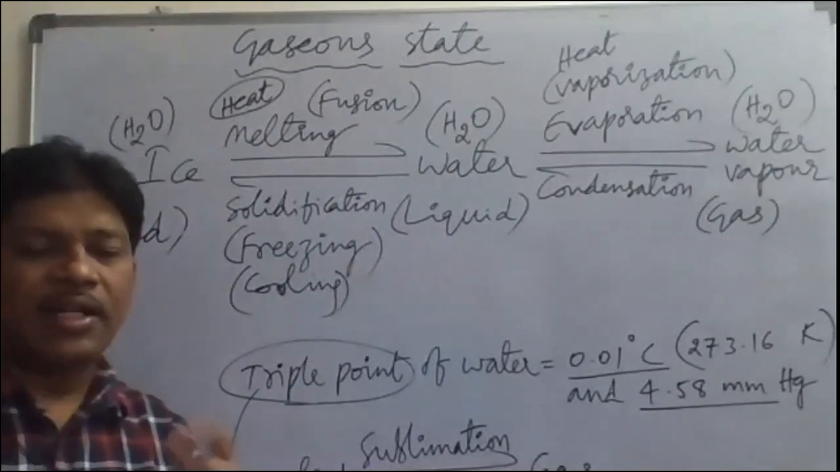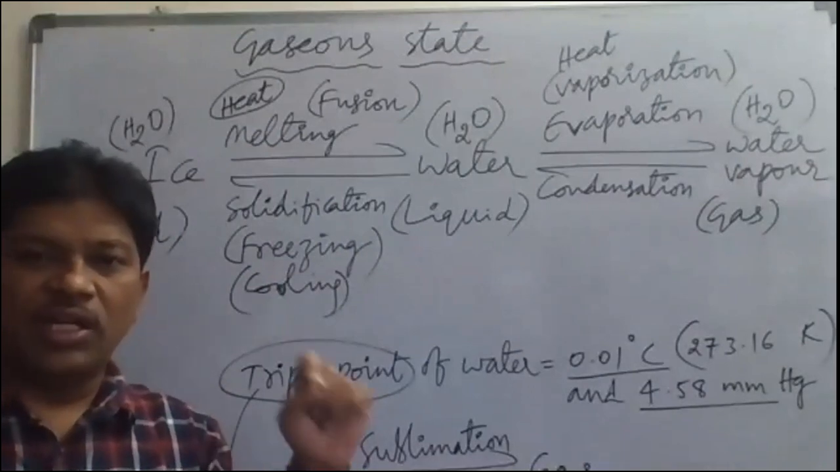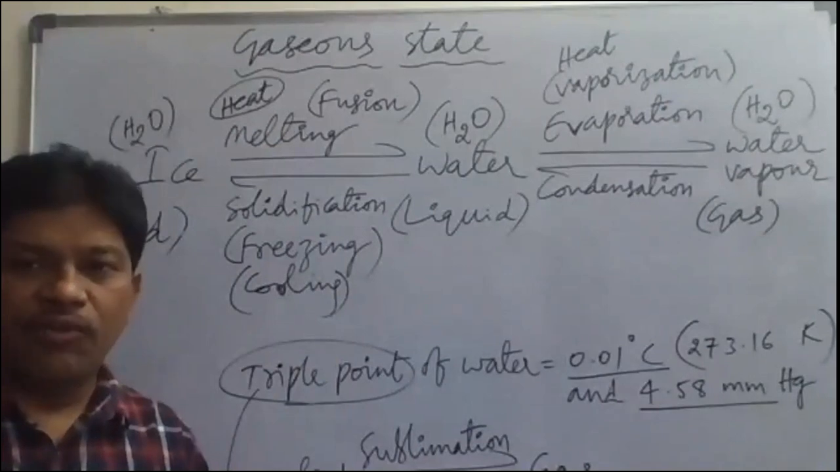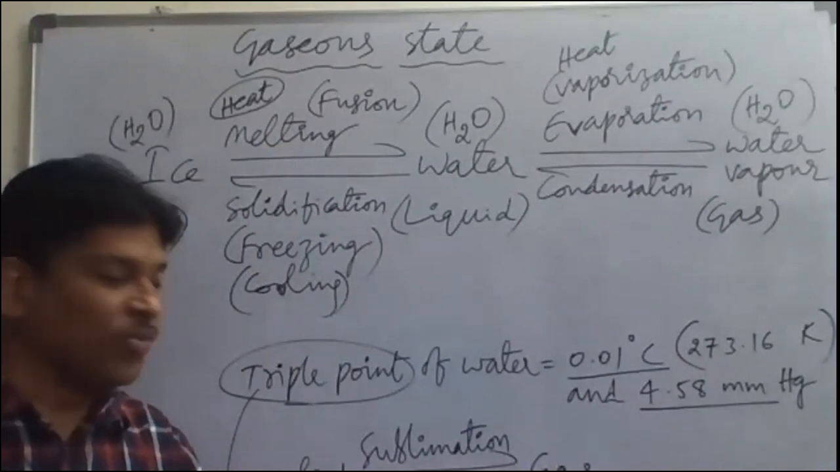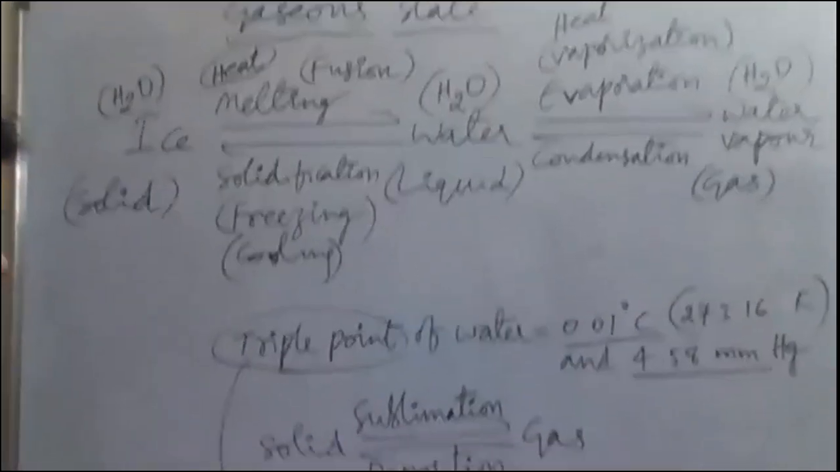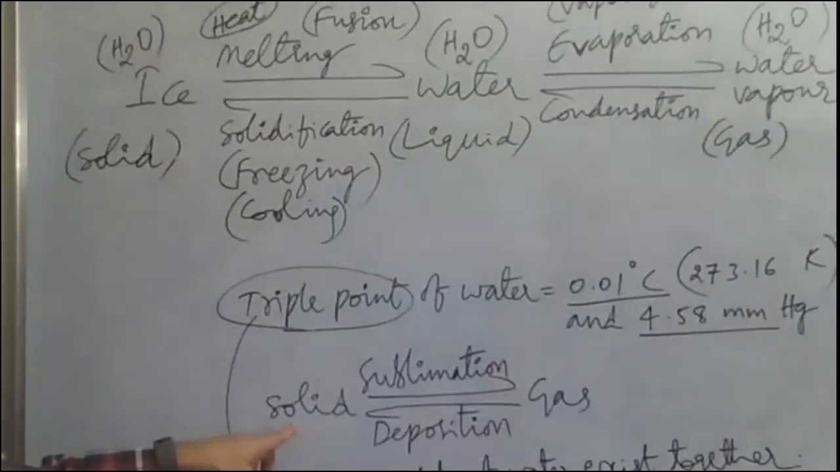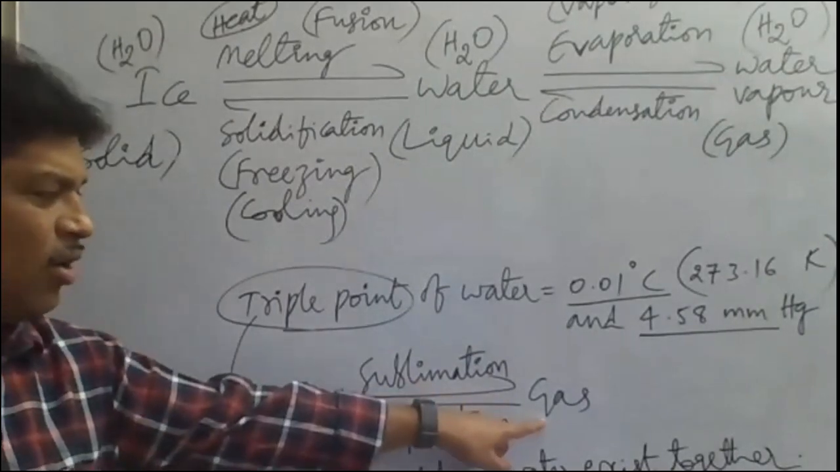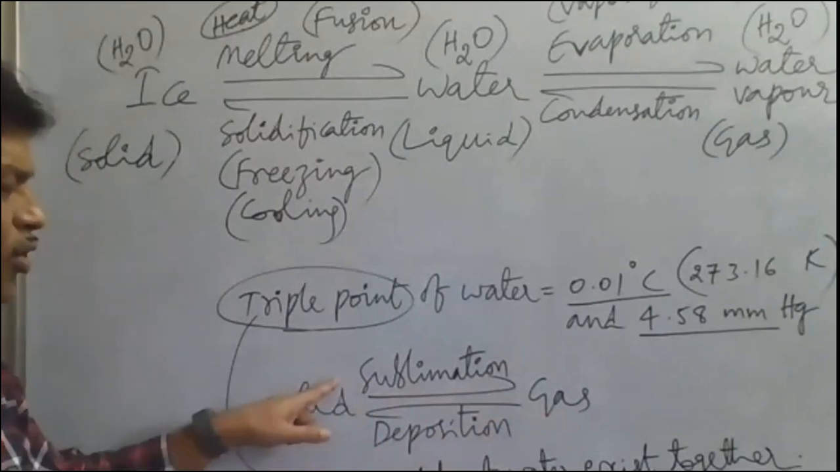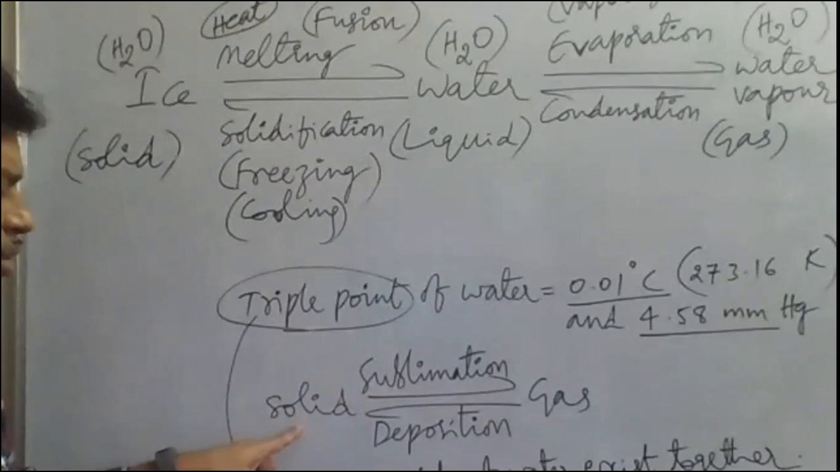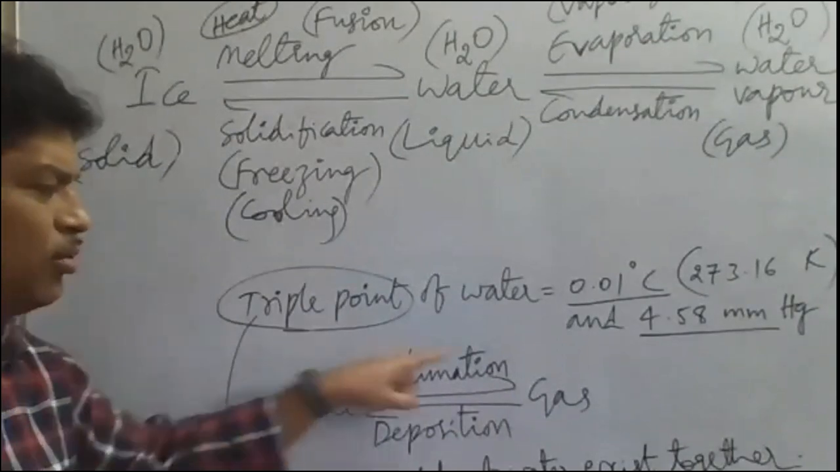Name of interconversion. Solid to liquid is what? Liquid to solid, liquid to gas is what? Gas to liquid is called. All these things we have to understand. And also we have another interconversion. Solid to what here? Gas. Solid to gas. So in the case of solid directly to gas or gas to solid, generally we use one word called sublimation. Sublimation is the conversion of solid directly into gas.